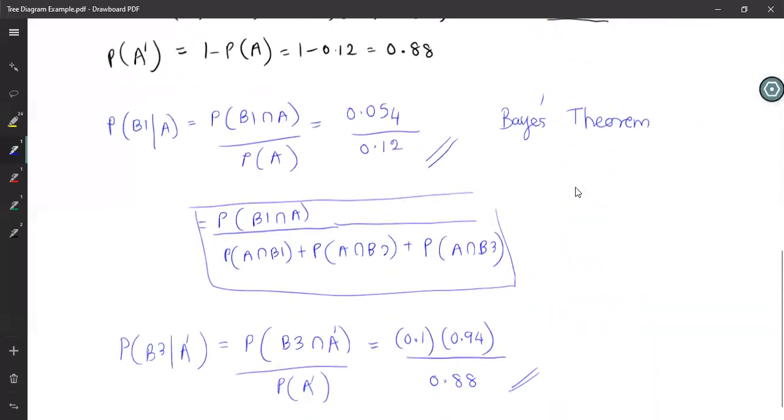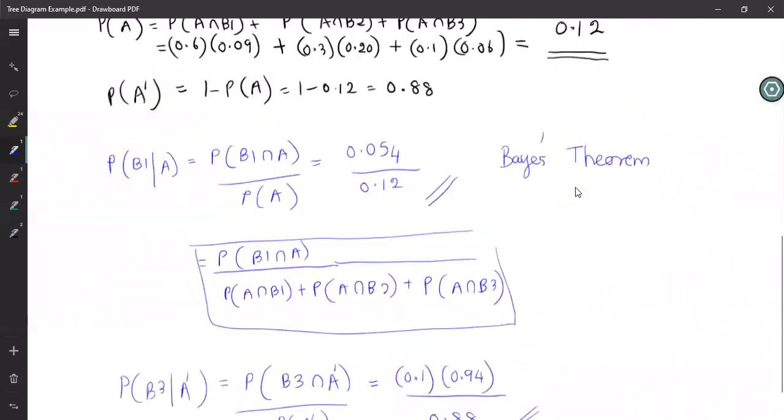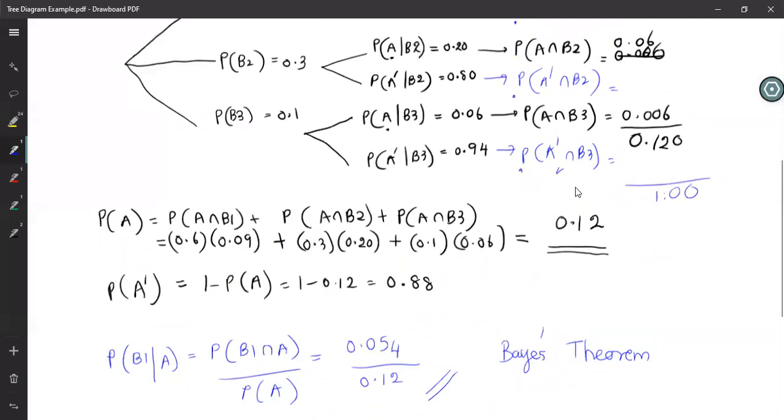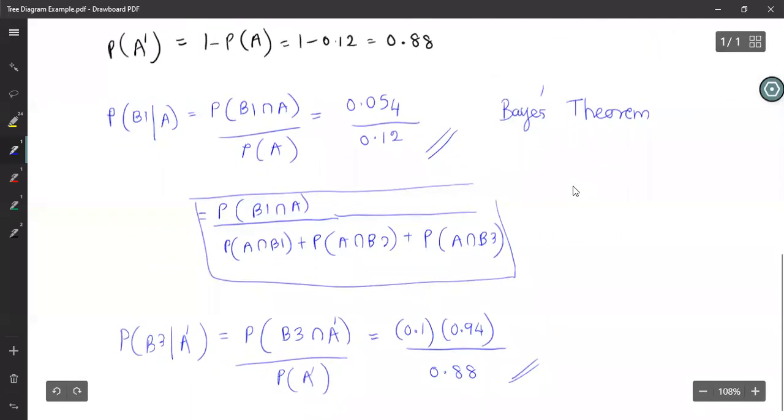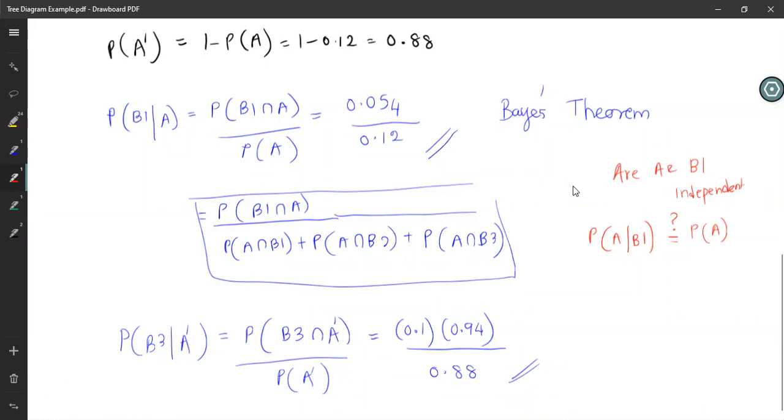Well, you have three equations that you can check. Let's try that. A and, let's say, B1, independent? How do you check? Check whether P(A given B1) equals P(A). Can you remember the three equations? If they are independent, the given information of B1 is useless. Okay, so let's check it.